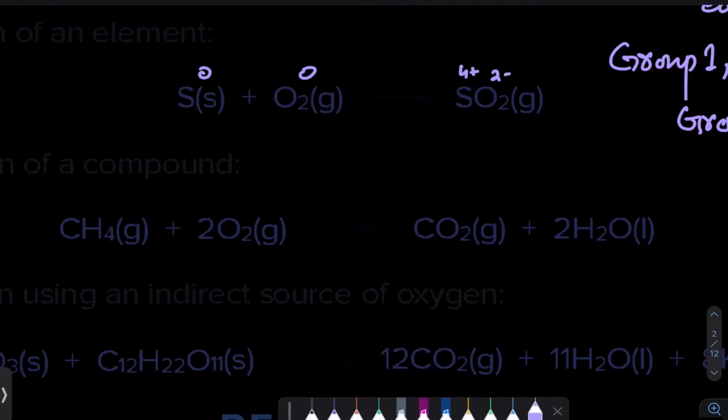पड़ेगा. And now if you compare, sulfur went from 0 to +4, that is a clear indication that sulfur oxidized, its oxidation state has increased. Similarly, oxygen has gone from 0 to -2, that's a clear indication that oxygen is reduced. It has decreased its oxidation state. ठीक है, and that is how it went from 0 to -2.